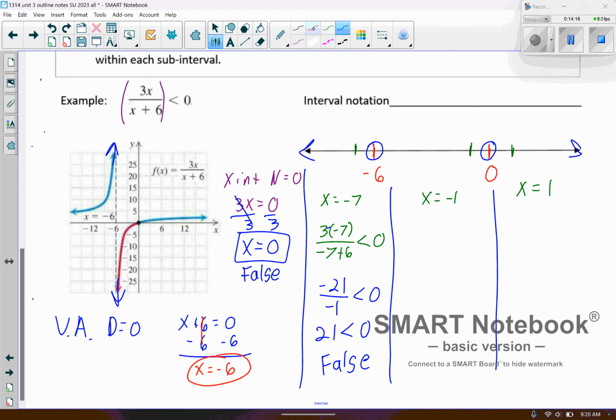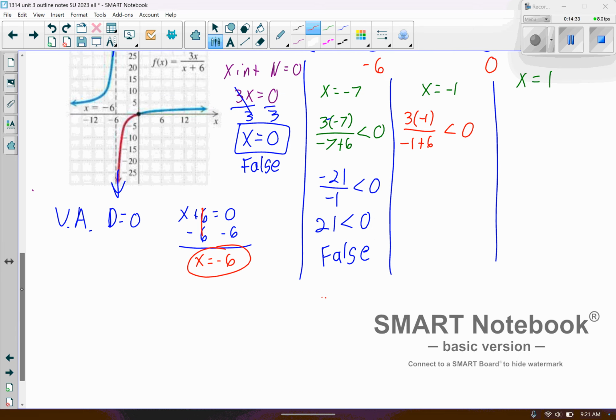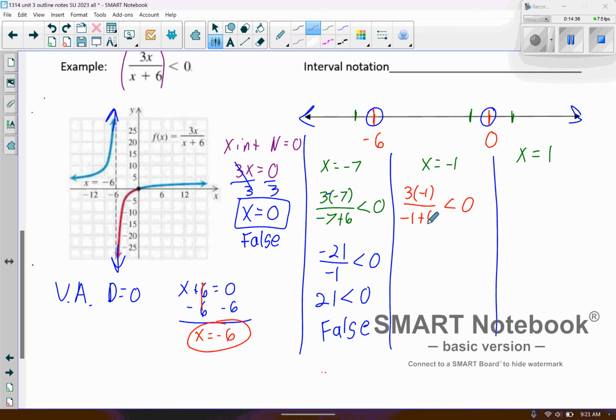Okay, let's try negative 1 now. We're going to have 3 times negative 1 over negative 1 plus 6. Is that less than 0? Well, I'm going to give myself a little bit more space. All right, so that would give me negative 3 over positive 5. And so that is a negative ratio right there. That's a negative number. The negative doesn't cancel out because there's only a single negative. So negative numbers are less than 0. So that's going to come back as true. So we'll go ahead and shade between those right there.